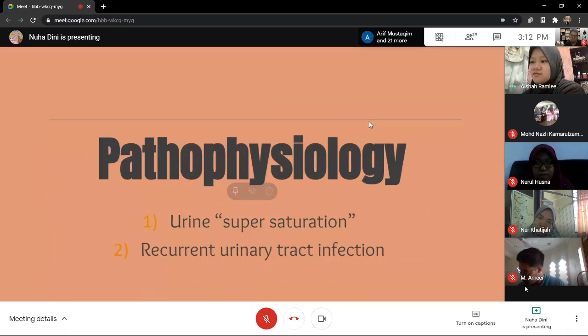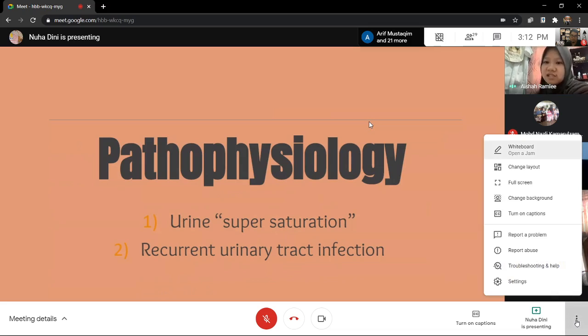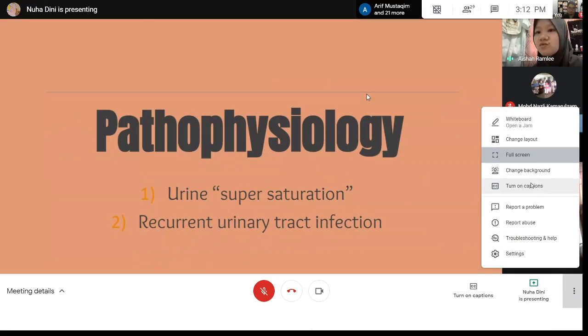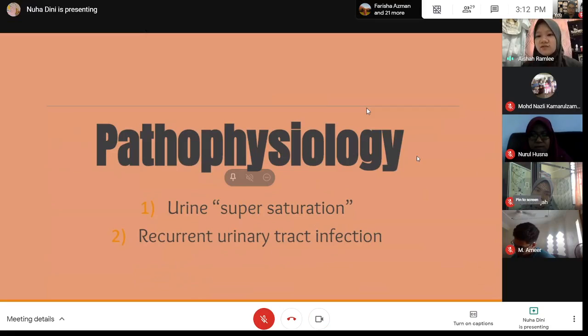Okay, so for the pathophysiology, there are two pathways for stone formation.